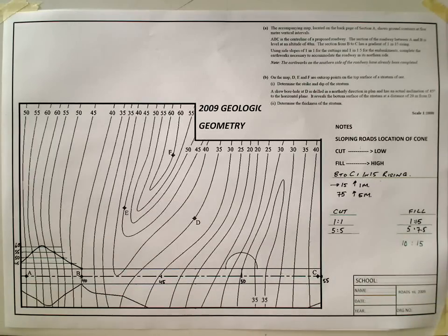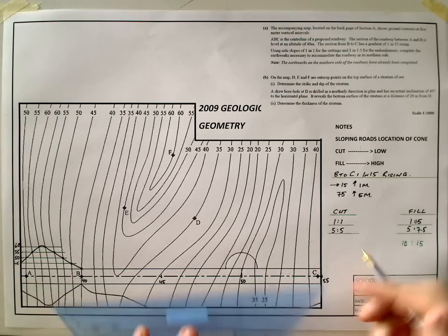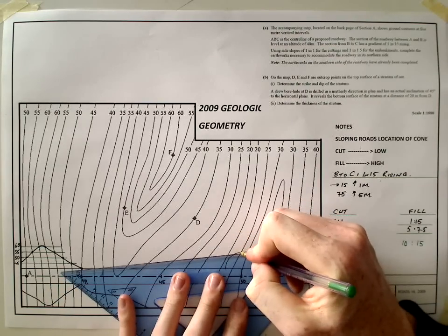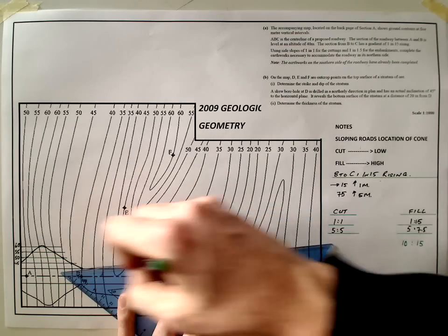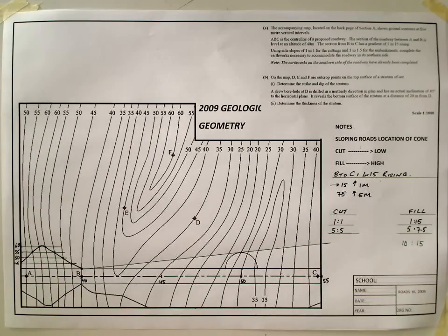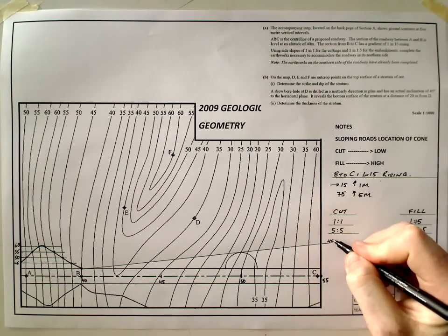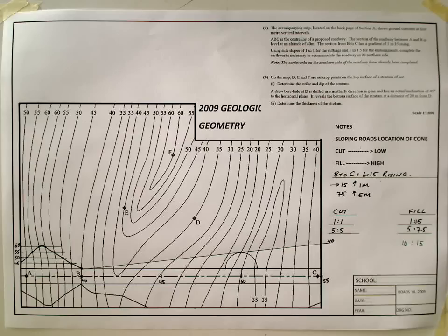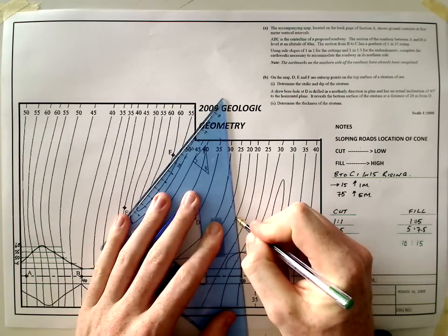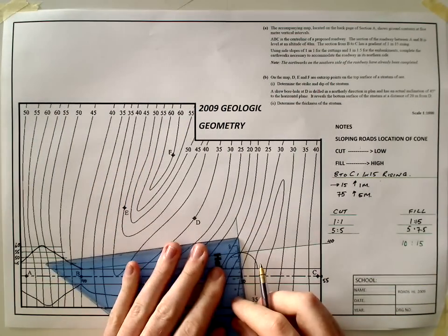And because that is radius 15, then I can join this back to my 40 mil contour. So there it is, 40. So the next thing I'm going to do is mark off a series of 7.5s along my road.